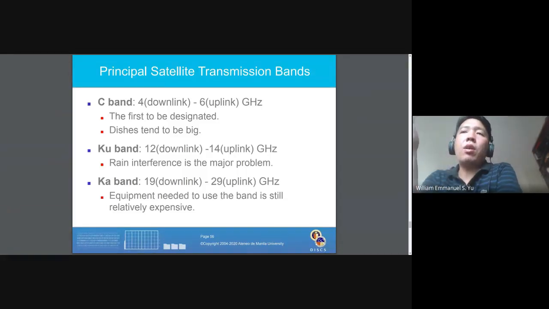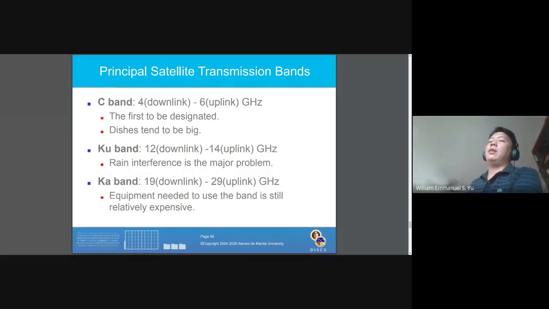C-band is still the most common. We have some Ku bands, so the dishes are smaller, but it is prone to rain. Okay.